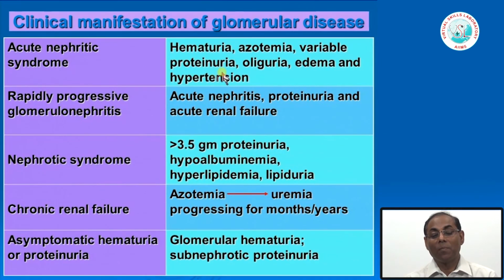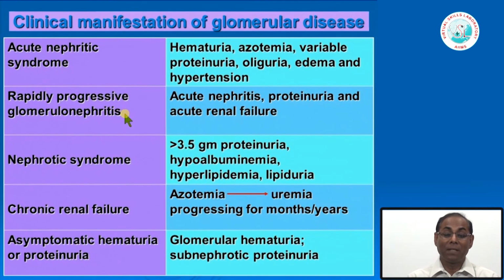Now, acute nephritic syndrome, you have to remember, presents with hematuria, azotemia, and mild to moderate proteinuria. There may be lowering of the urinary volume, which we describe as oliguria. Even sometimes, rarely, there can be anuria, but that is more common in RPGN. And there will be edema, particularly puffiness around the eyes, and hypertension. So, this is typically the syndrome of acute nephritic syndrome, and the commonest cause is post-infective glomerulonephritis.